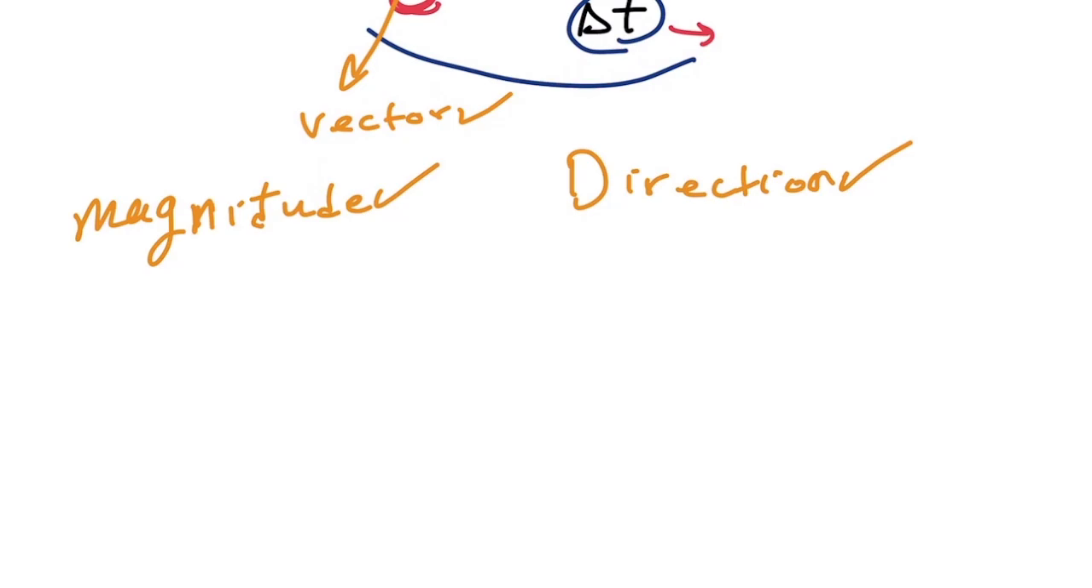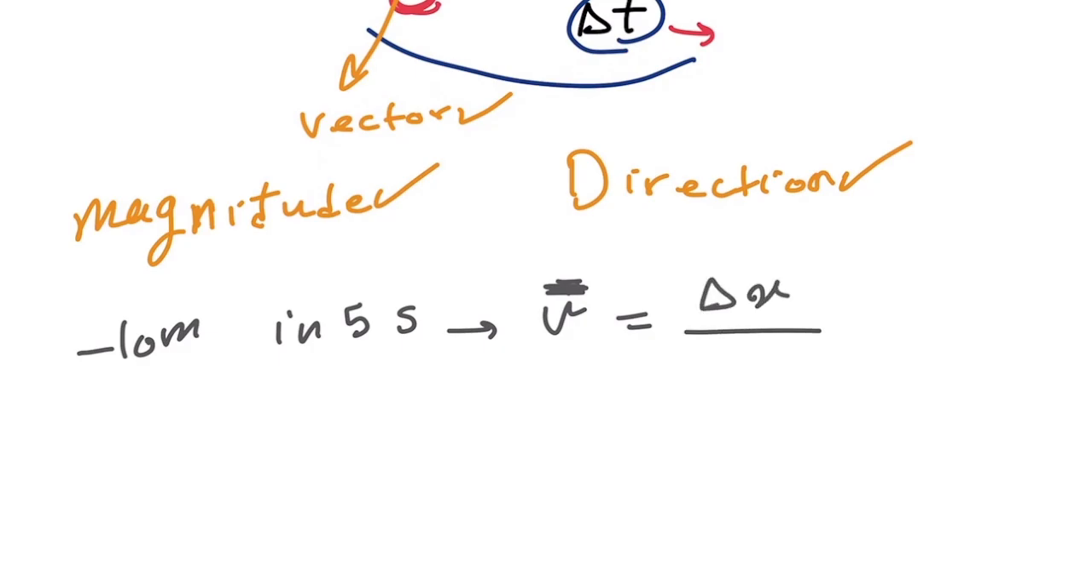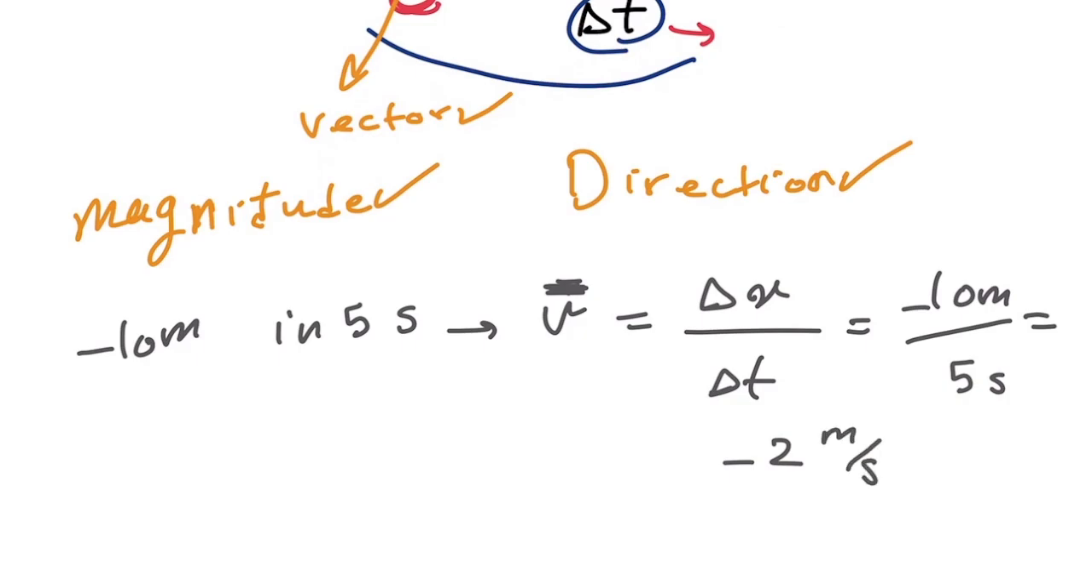which direction. For example, if an airplane moves -10 meters in 5 seconds, then what is the average velocity? The average velocity is change in position over time. So -10 meters divided by 5 seconds, or -2 meters per second. So this is the magnitude and this shows the direction.